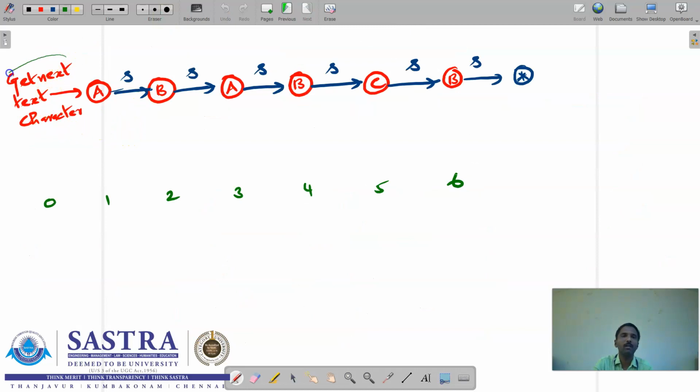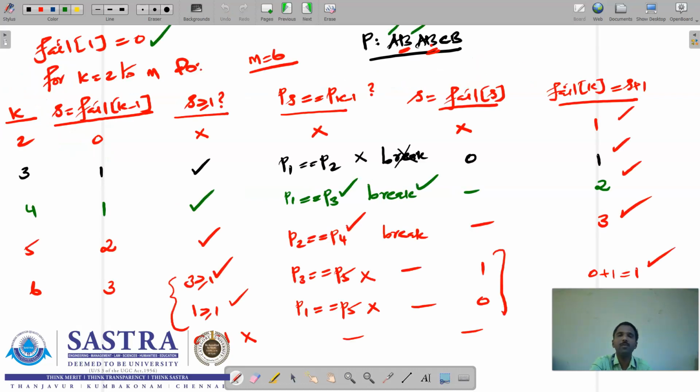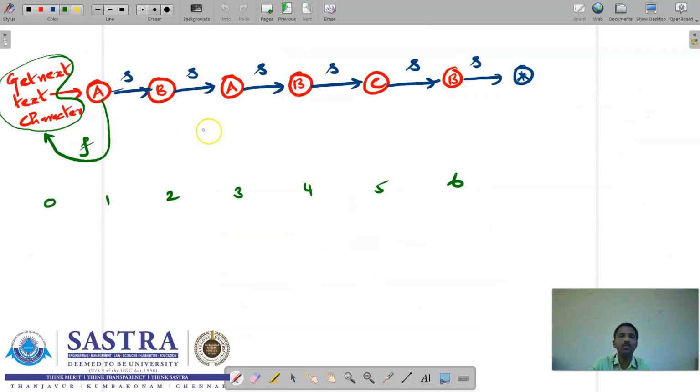Fail of 1 is a node to read the next text character. So fail of 1 should be indicated like this, F. When a failure occurs at node 1, we need to go and read the next text character. Fail of 1 is 0. Then fail of 2 is 1. Let me represent it like this. This is a failure link.